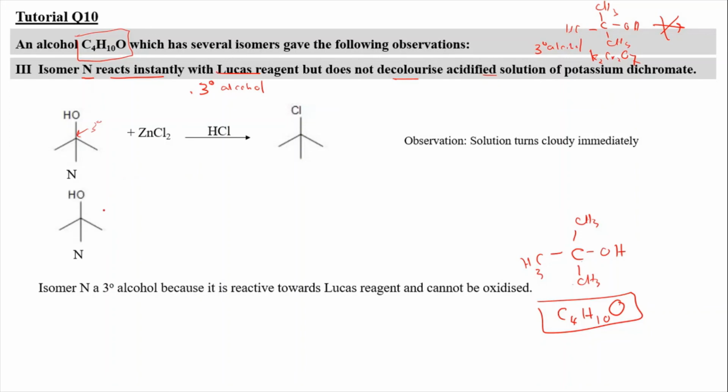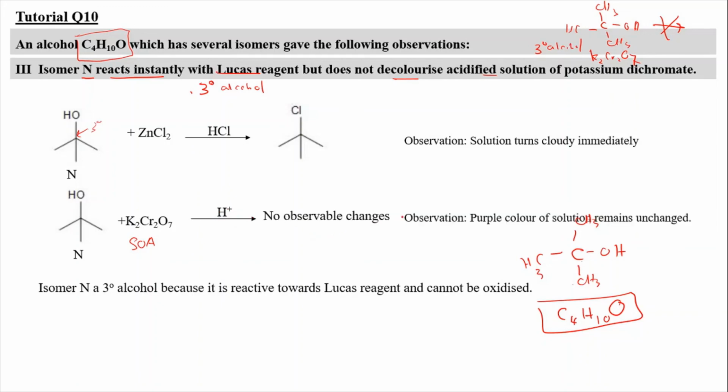Okay, and at the same time, the isomer N will not be able to react with the K2Cr2O7, which is a strong oxidizing agent, and at acidified condition, we say that there is no observable changes. So the purple color, oh sorry, this one is not purple, the orange solution of the dichromate ion will remain unchanged. Okay, because tertiary alcohol cannot be oxidized because it does not have hydrogen at the carbon.